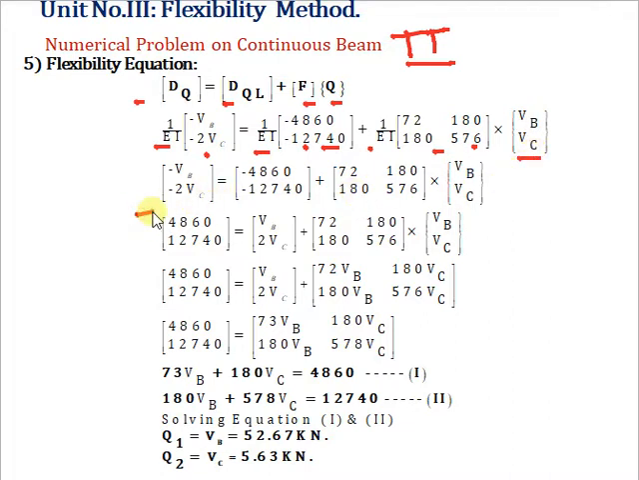Now let's simplify this. Simplifying this matrix, we have the equations: 73 VB plus 180 VC is equal to 4860, first equation. 180 VB plus 578 VC is equal to 12,740, second one. Solving equations 1 and 2, we have the unknowns: Q1 is equal to VB is equal to 52.67 kilonewton and Q2 is equal to VC is equal to 5.63 kilonewton.